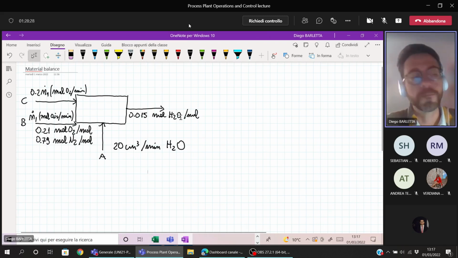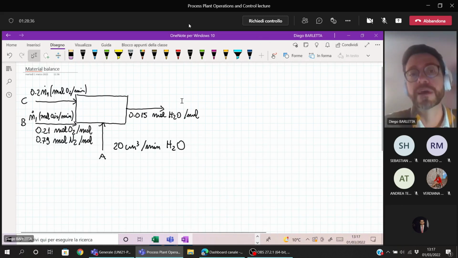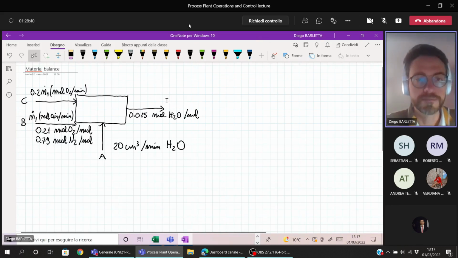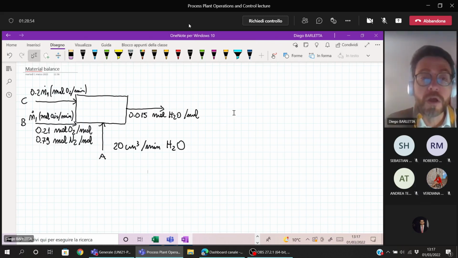So how many other pieces of information could we write here, also in terms of unknowns, of course? What is missing in the output stream? We only have the nitrogen. What else?